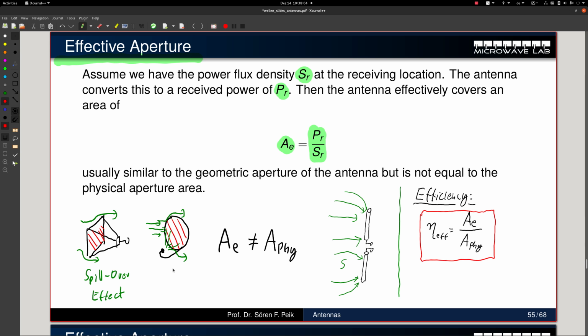And as you have these spillover effects here, your efficiency for dish antennas and so on is typically maybe something like 60% to 90%. So the physical area must be a little bit bigger than the actual effective area. For wire antennas, this is totally different.